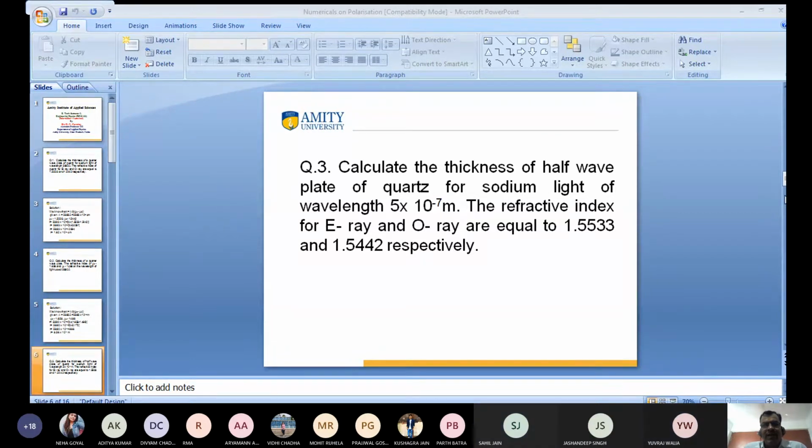Yes, sir. Same. Kindly calculate your answer. It may be some mistake, no problem. Maybe. Bidhi, what is your answer? Sir, 2.74 into 10 to the power minus 5 meter.